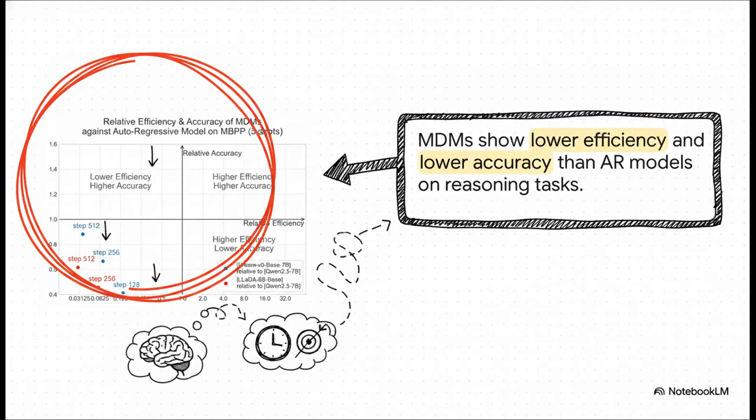This chart just illustrates the point perfectly. It's comparing the diffusion models, those are the blue dots, against a standard autoregressive model on a reasoning task. Now, the baseline for both accuracy and efficiency is right here in the center, at 0, 0. So take a look where all the dots for the diffusion models land, down here, in the bottom left quadrant. What does that mean? Lower efficiency and lower accuracy. When it comes to tasks that need pure logical correctness, this diffusion approach, at least right now, really falls short.